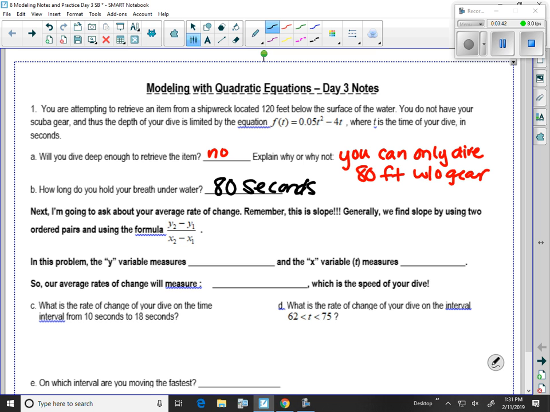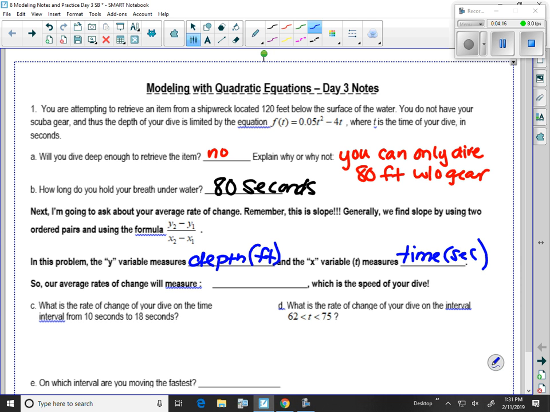Okay, so here we're going to add in the rate of change idea. It says next I'm going to ask you about your average rate of change. Remember, this is the slope. I gave you the slope formula right there. In this problem, what does our y variable measure again? Yep, that's our depth, and that's in feet. And what about our x variable? That is time in seconds.